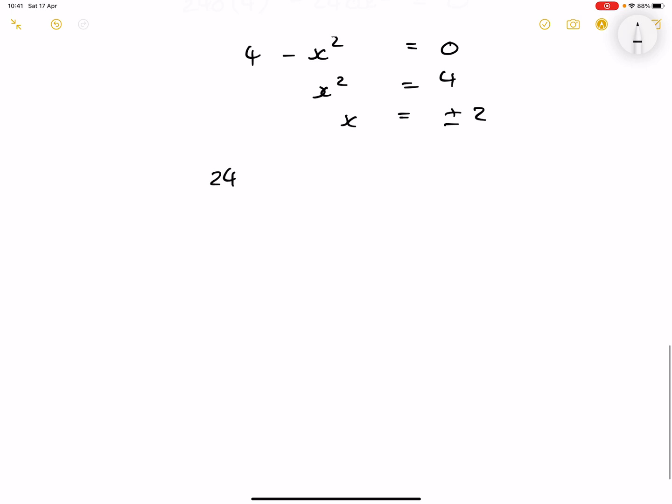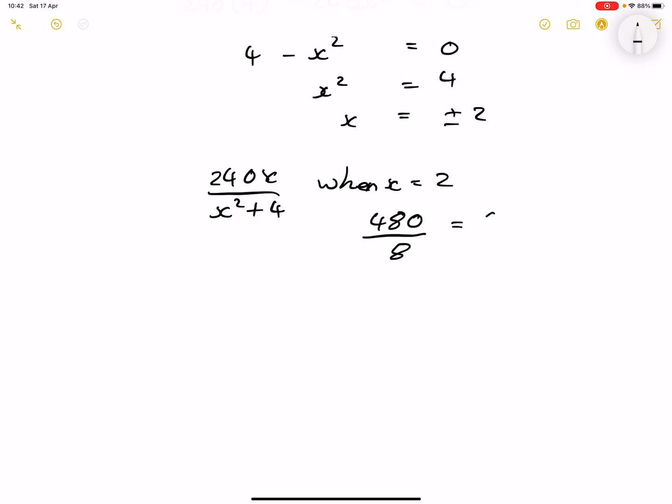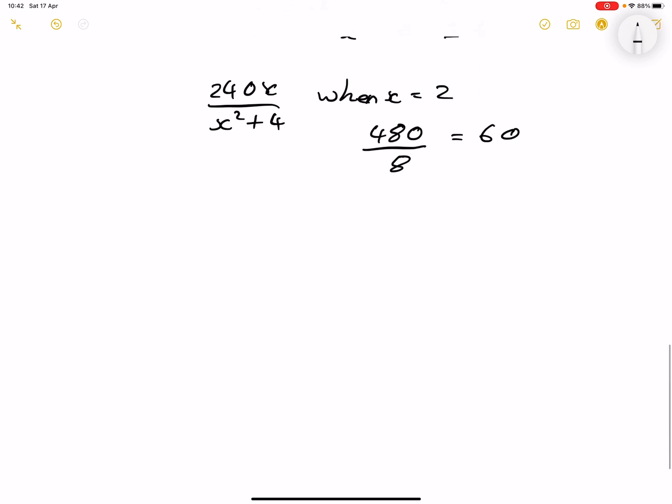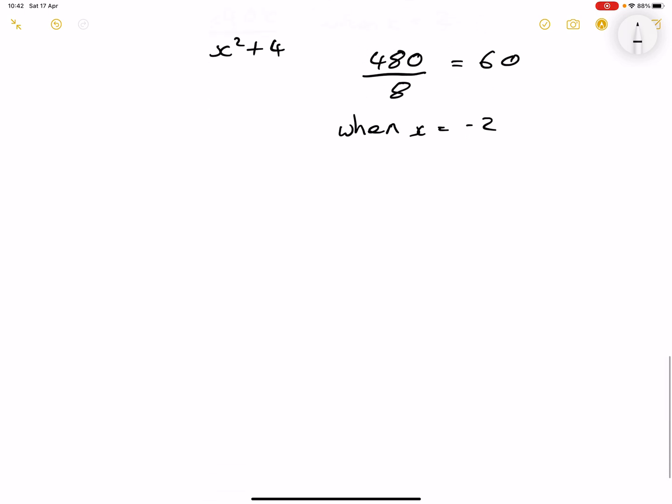So 240x over x squared plus 4 when x equals 2 will be 480 over 8, which is 60. And when x is minus 2, that will be minus 480 over 8, which will be minus 60.